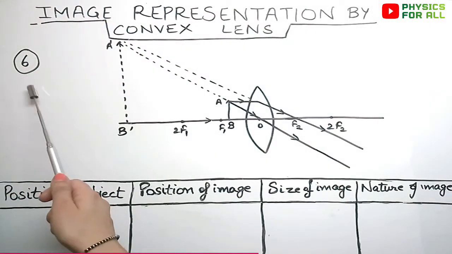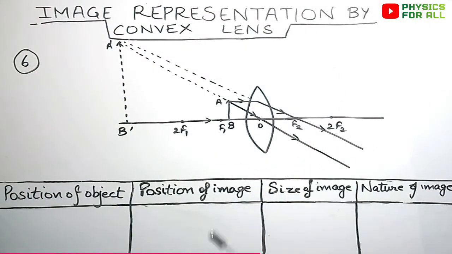Okay, so now in the sixth case, which is the last case of image formation by convex lens, we are going to place our object between principal focus and optical center. This is the sixth case, the same case we had in case of our concave mirror.